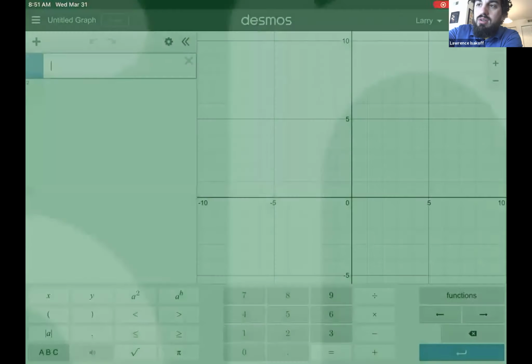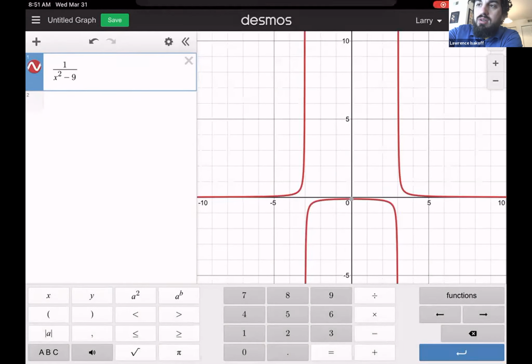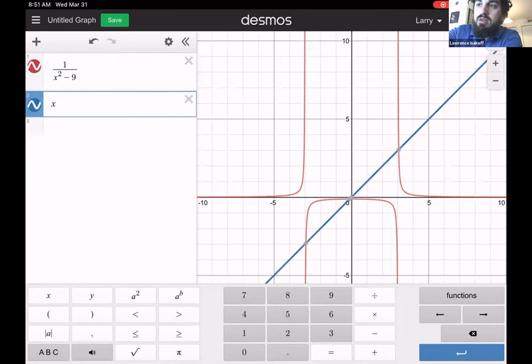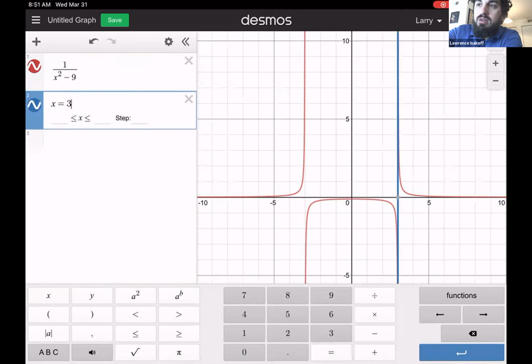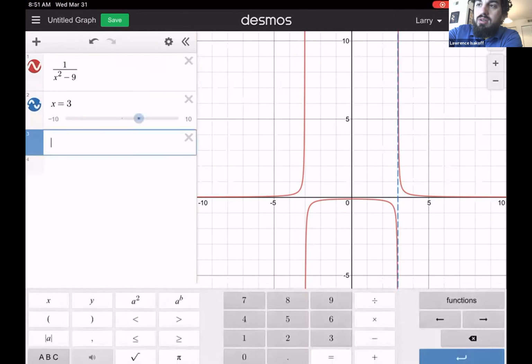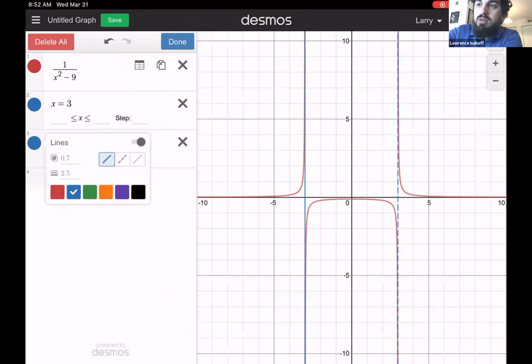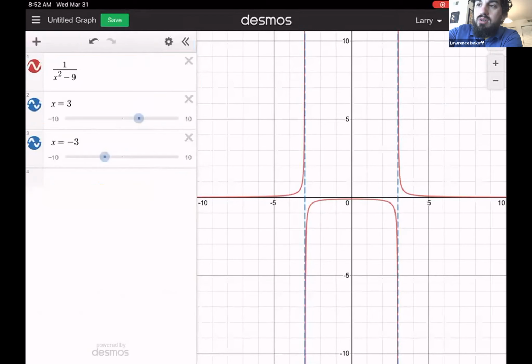So the function we got, there we go, Desmos is opening up, was 1 over x squared minus 9. And we notice we have these gaps happening here. Like I said, x equals +3 was one of them. And when I graph asymptotes, I always like to use a dashed line for them. And we said x equals -3 is the other one. So we actually see those, and those are our asymptotes.